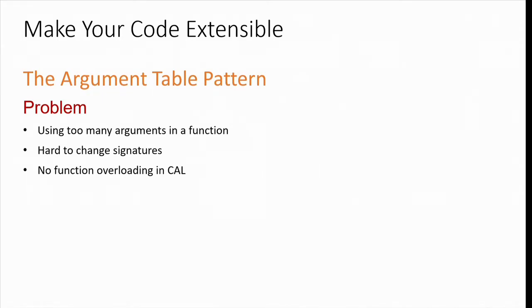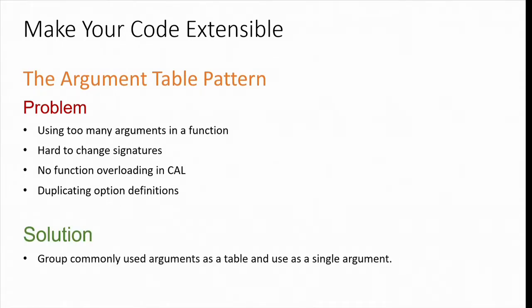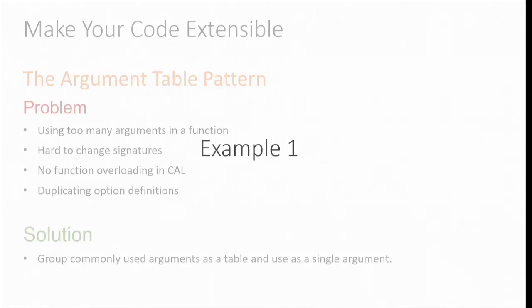There is no function overloading in C/AL, so if you want to add one more argument, you have to change the signature and you have to change where it's called. And if you're lucky enough to use an option type, and that option type definition is changed by adding one more option, for example, you have to change your function signature again. So how to fix this? It's in the title. Just group together your arguments and put them in a table and pass that table to your function, like this.